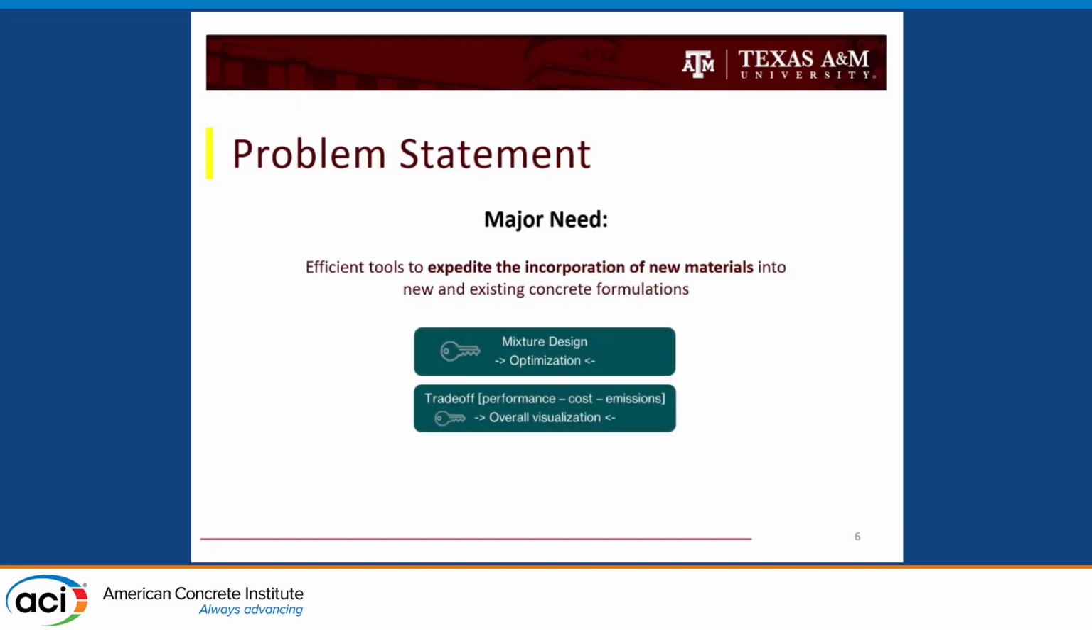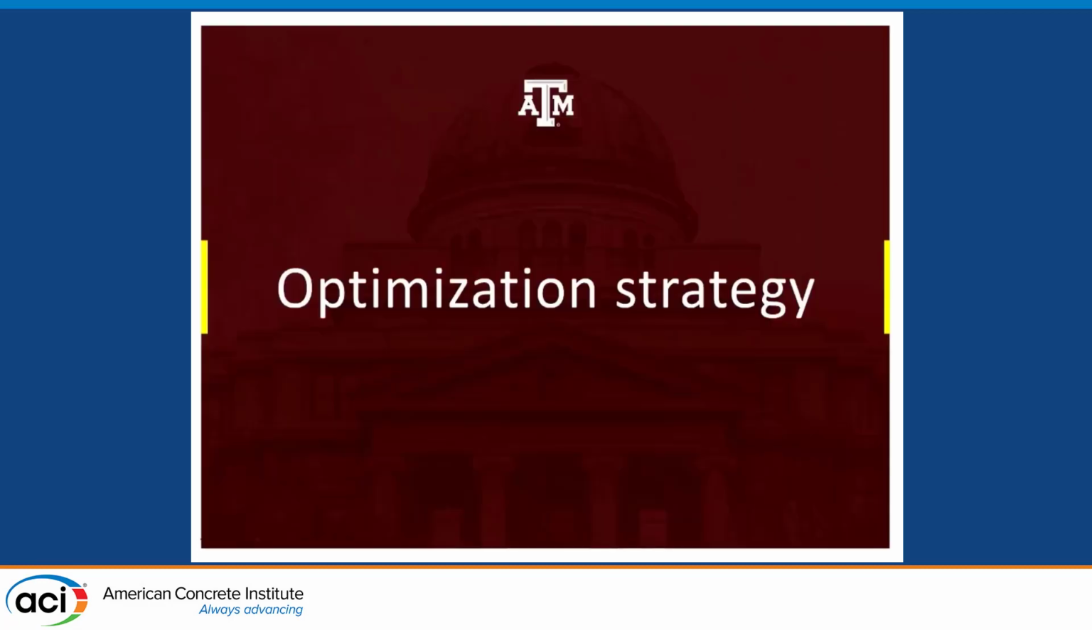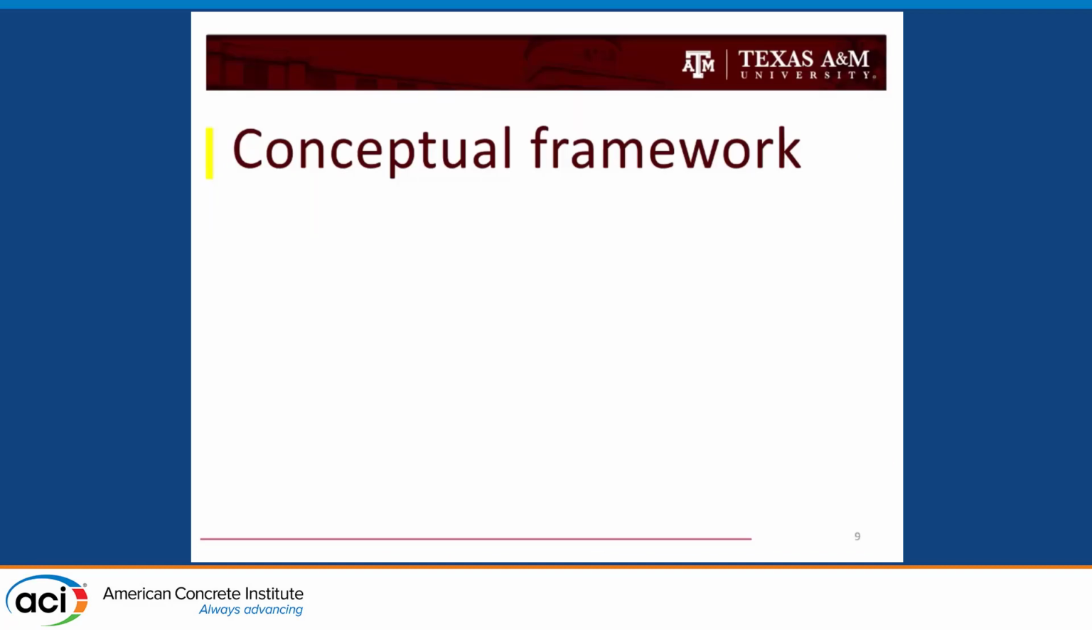So the key is having mix design tools that efficiently get there, and also tools that allow us to evaluate the trade-offs between performance, cost, and emissions, all simultaneously in an easy way to follow. So the first research question: can we effectively optimize concrete mixture design with few experimental runs? And the answer is, it depends on the performance that you're looking at and the purpose of your optimization. In our case, we want to get to levels of performance that will get us closer to what we expect from that material.